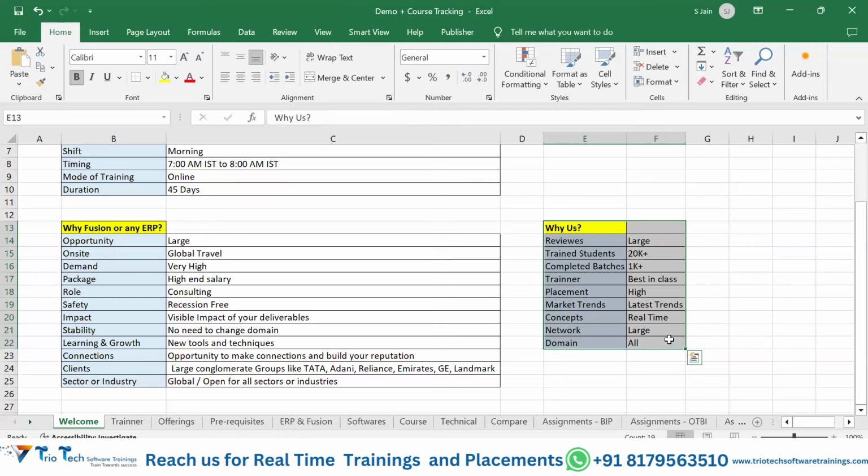And guys, we are providing you the best, high-class trainers who have real-time experience. The concepts are explained with real-time examples. We will help you build your network. In addition, we will work with the latest trends, whatever is in the market and what is more prioritized.